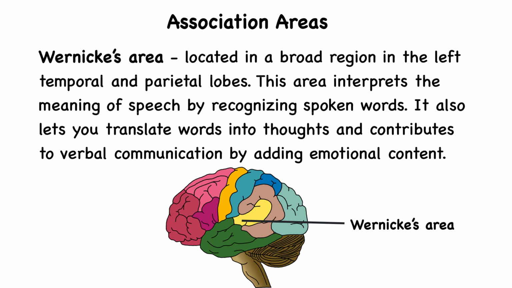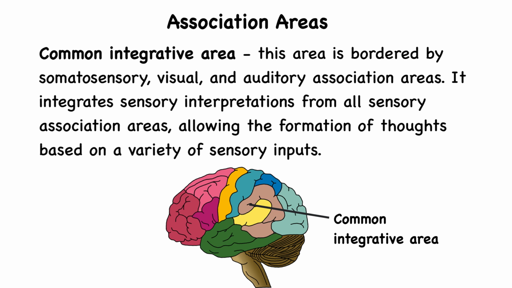The common integrative area is bordered by the somatosensory, visual, and auditory association areas. It integrates sensory interpretations from all sensory association areas, allowing the formation of thoughts based on a variety of sensory inputs. It then sends those signals to other parts of the brain for the appropriate response to the sensory signals it has interpreted. And the last association area is the prefrontal cortex.